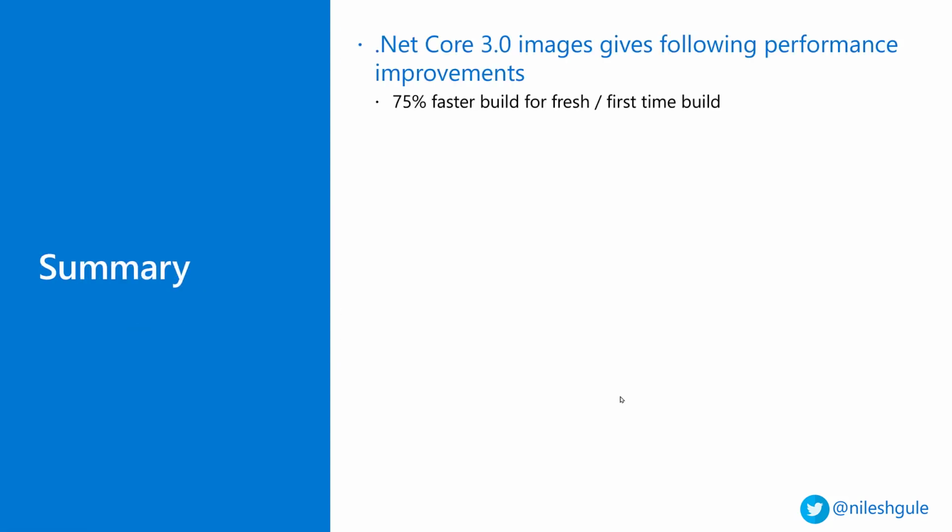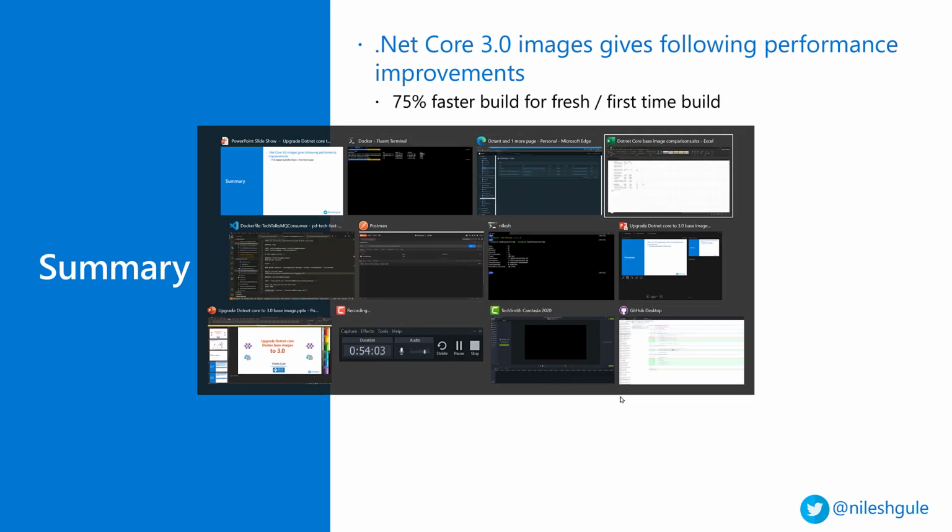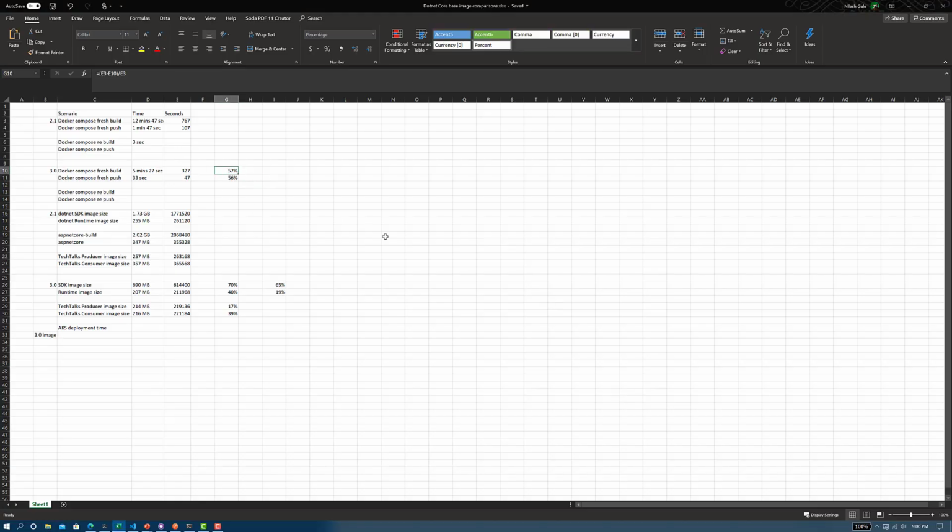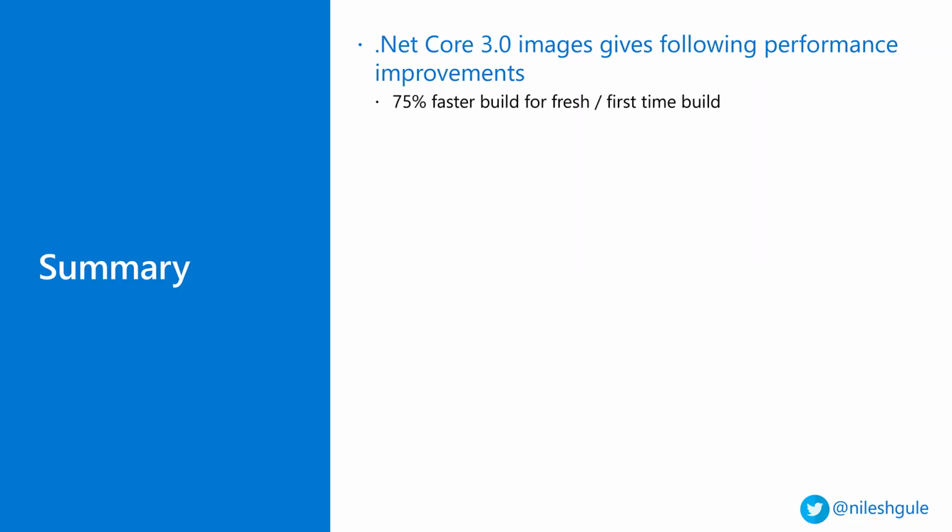So in summary, we see that when we upgrade from the older version, almost 2 years back, of the base images 2.1 to the 3.0 version of the images, we get some performance benefits. First, we get almost 75% faster build for the fresh or first-time build. This is based on my previous test. In this particular test, if we look at the result, we got around 57% reduction in the time taken for building the images the first time.